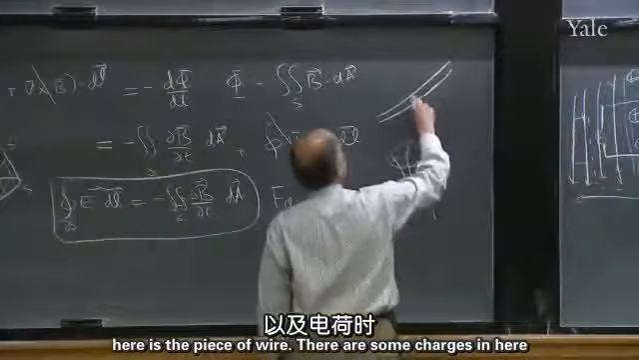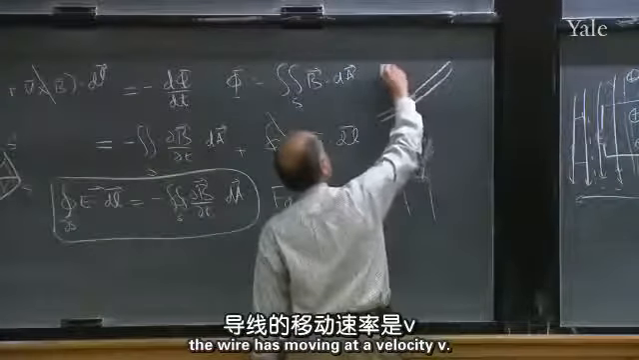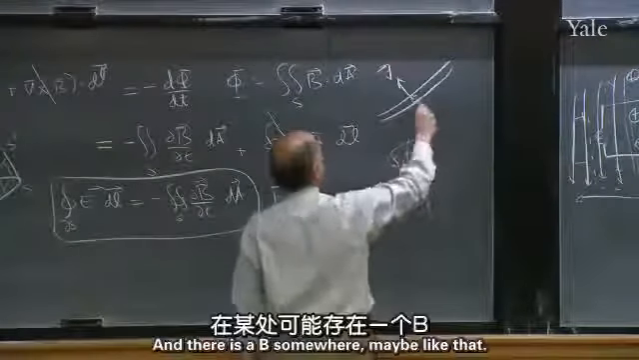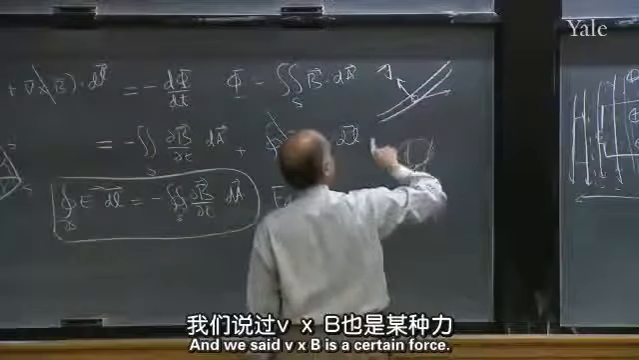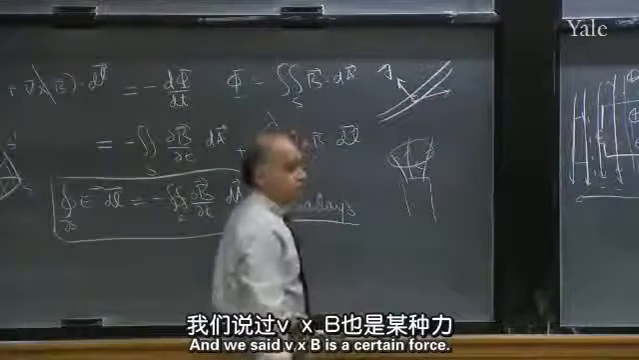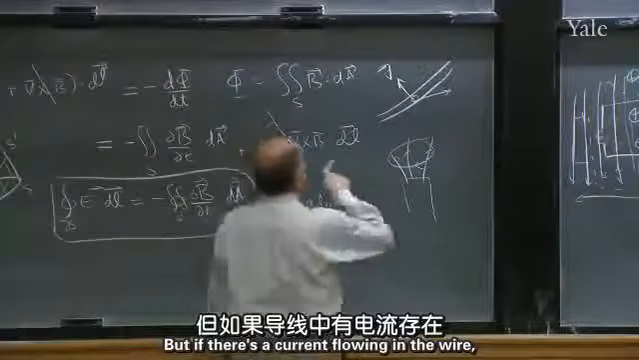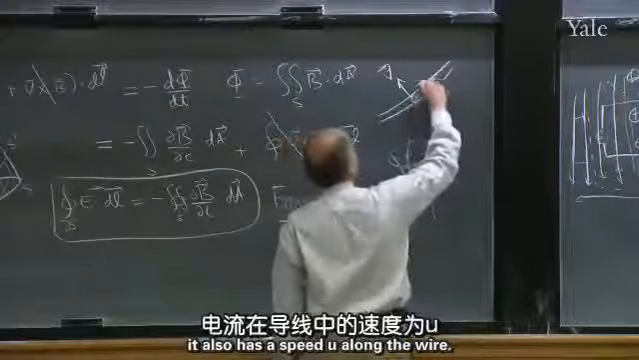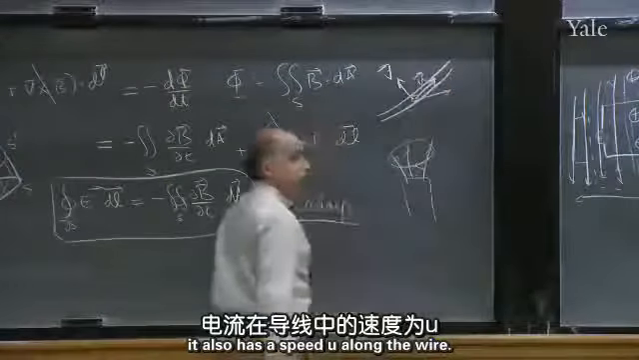There are some charges in here. The wire is moving at a velocity v. And there is a B somewhere, maybe like that, and we said v cross B is a certain force. But if there's a current flowing in the wire, it also has a speed u along the wire.